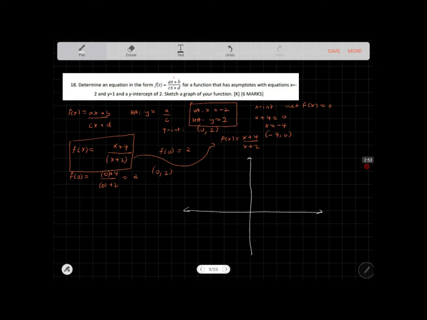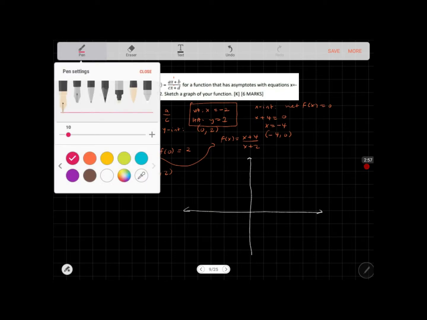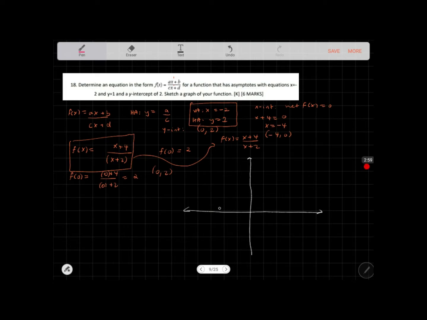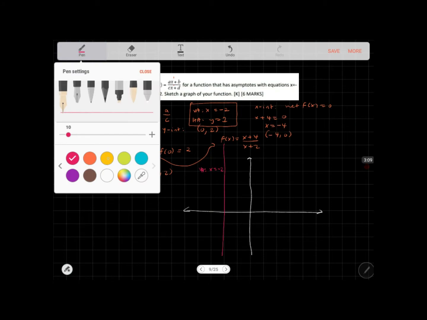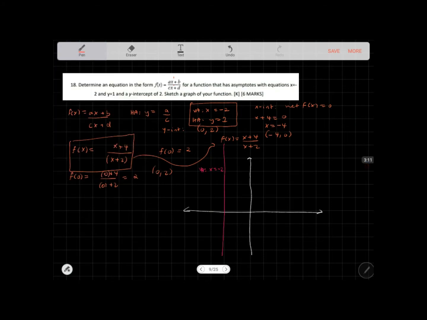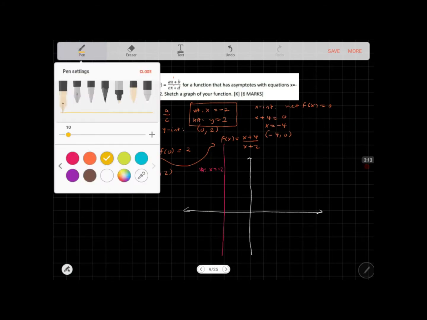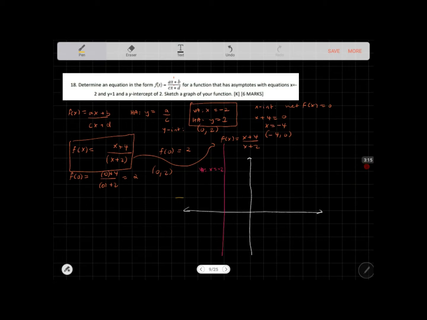Okay, and we can understand that our vertical asymptote is -2, so I'm just going to let each of these squares represent one unit. So this is your vertical asymptote, x is equal to -2. Horizontal asymptote is 1, so I'm just going to do that. And let's use a different color, let's use gold. Okay, so the horizontal asymptote is 1, so y is equal to 1.